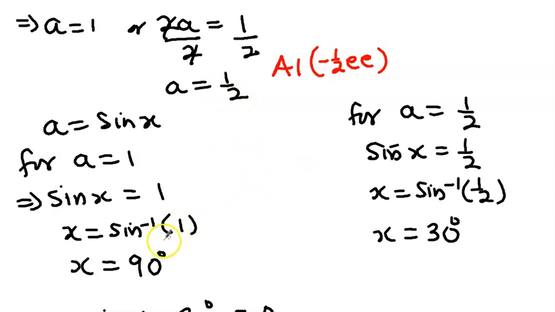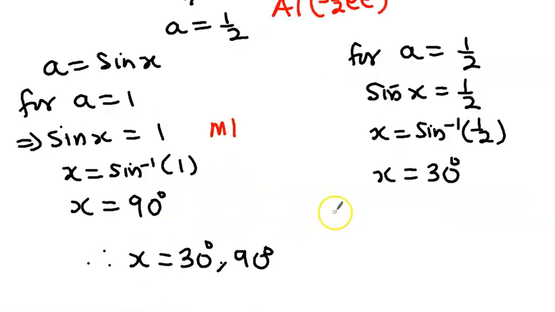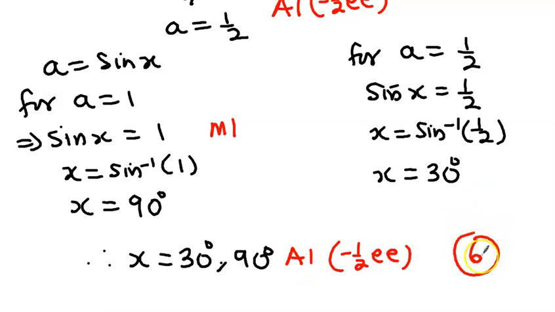Okay. In finding the value of x, in both cases, you have M1. And then the final answer, which is x is equal to 30 and then 90 degrees, A1. And once again, minus half each error. So which means that if any of this is wrong, then we subtract half from the mark. Okay, in all, you're going to get 6 marks.